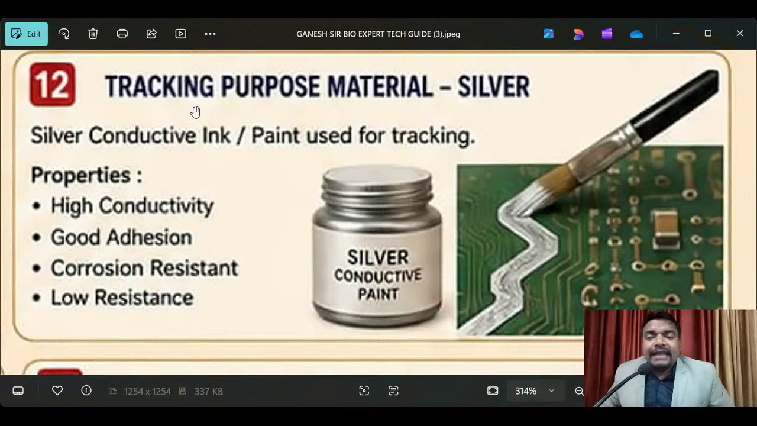See here, tracking purpose material: silver. In PCB, what are the metals? Silver conductive ink or paint is used for tracking. The properties are high conductivity, good adhesion, corrosion resistance, and low resistance. If you check any PCB, silver is confirmed for good conductivity, and that quality I have given here.